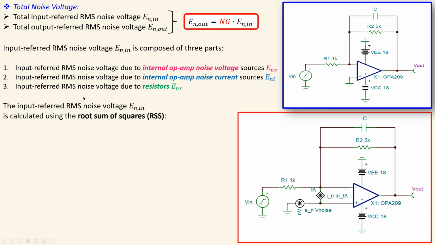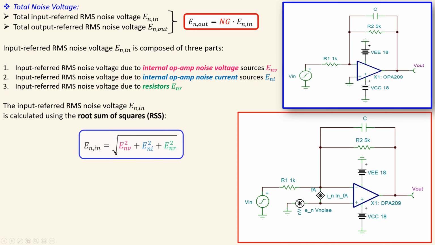Now you can calculate the input referred RMS noise voltage using root sum of squares of these 3 elements in this expression.